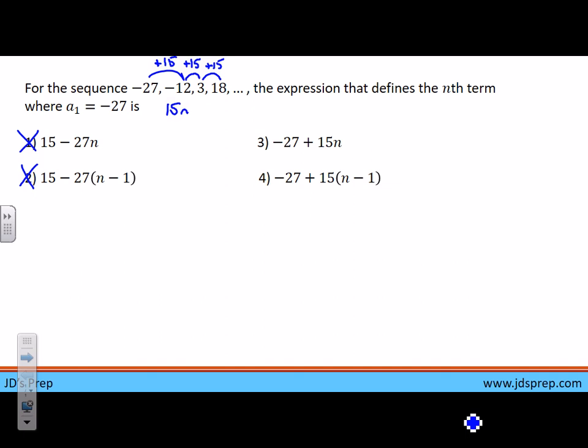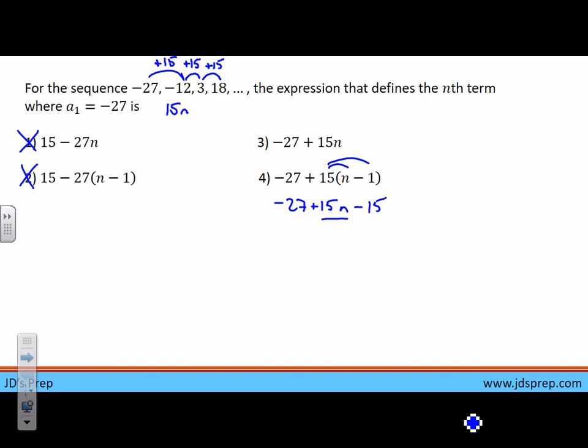I have 3 and 4 here, and while 3 explicitly has the 15n, number 4 also really has a hidden 15n. The reason being, if I were to distribute this 15 onto the n minus 1, I would have -27 plus 15n minus 15. So I still have that 15n hidden in there. So I'm down to just these two, because those are the ones that are going to give me a sequence where I add 15 to get from one term to the next.